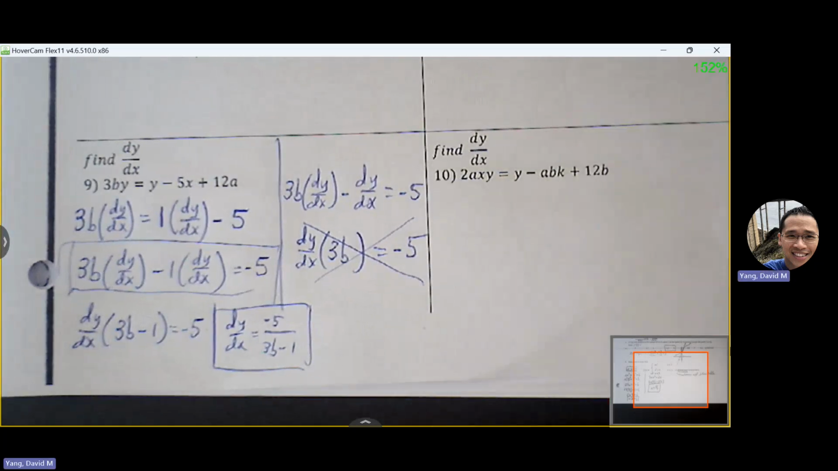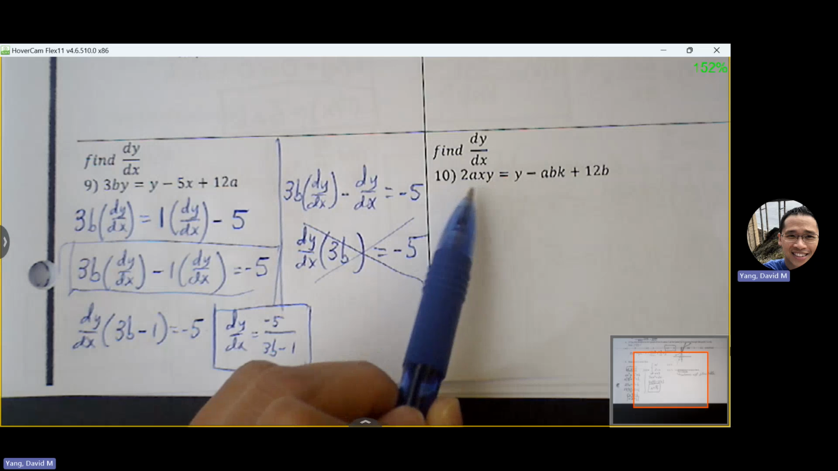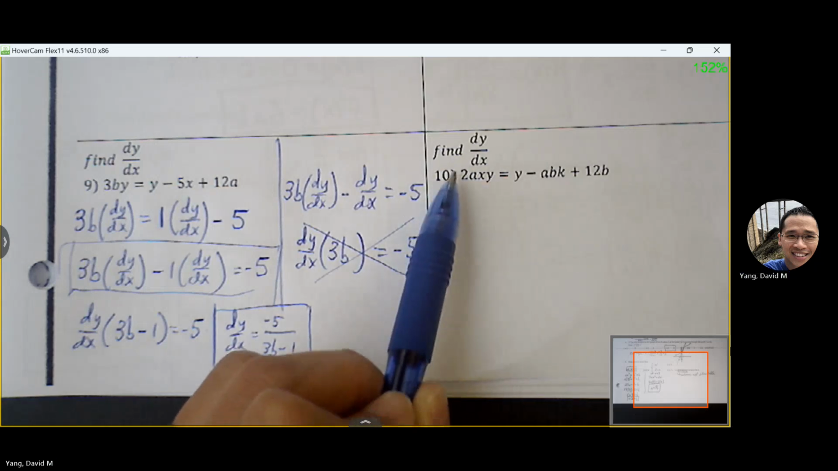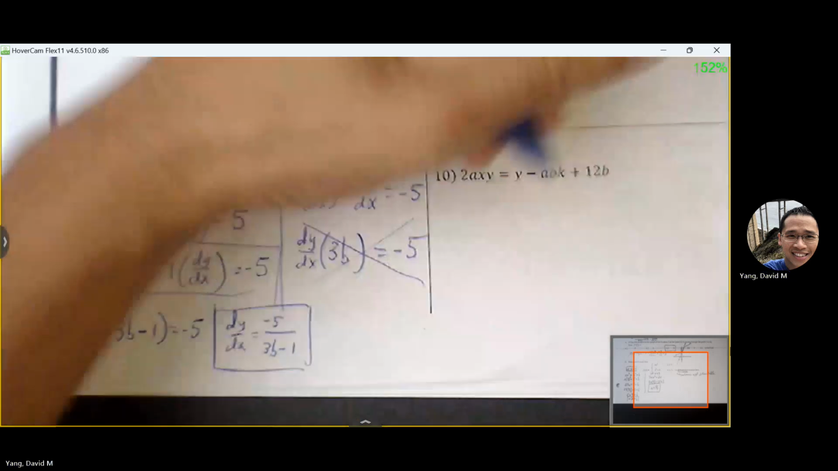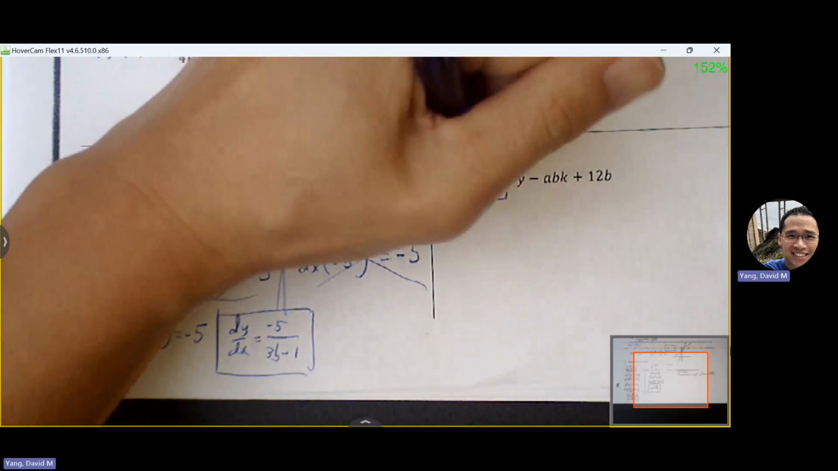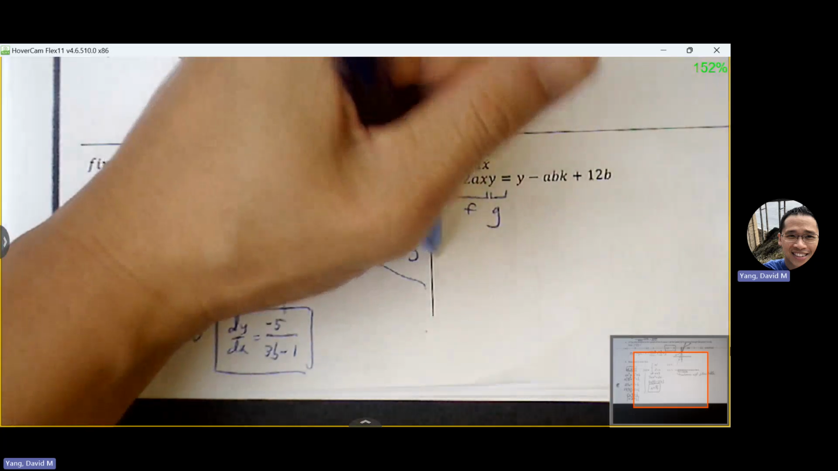Okay, number 10, implicit. Again, we have multiple y's. Is there something else that we have to be aware of when we find the derivative? It has to do with this 2axy. Anything stand out to you? What process is required? Product rule. There are 2 variables here that are being multiplied. So we've got to go through product rule here. I'll treat the 2ax as one thing, and I'll treat the y as the other. So f prime g plus fg prime.